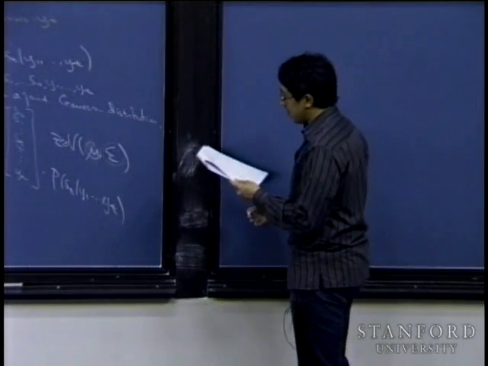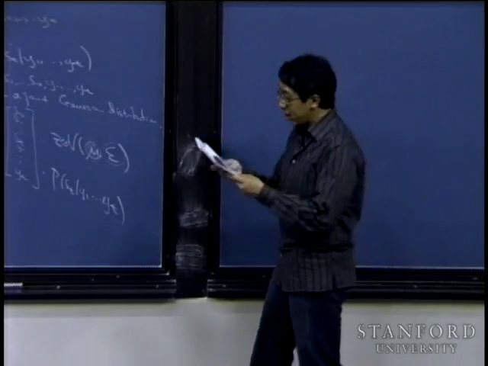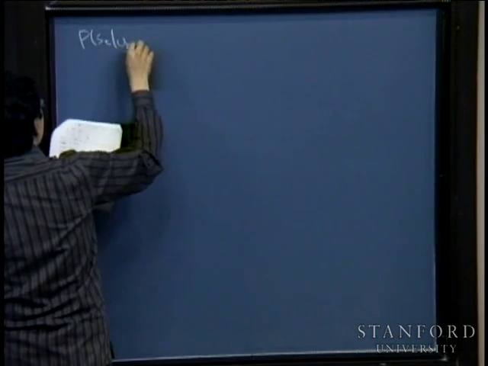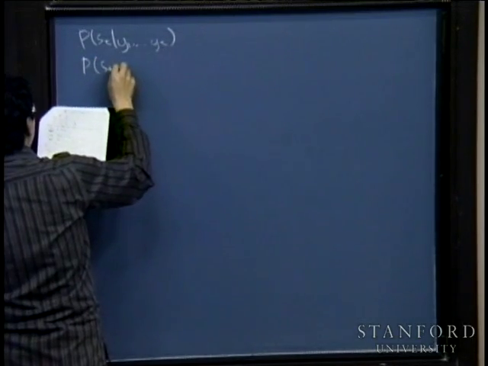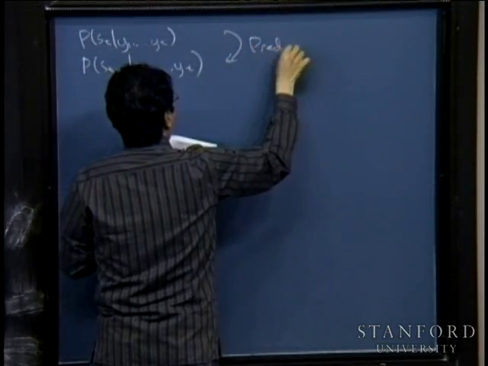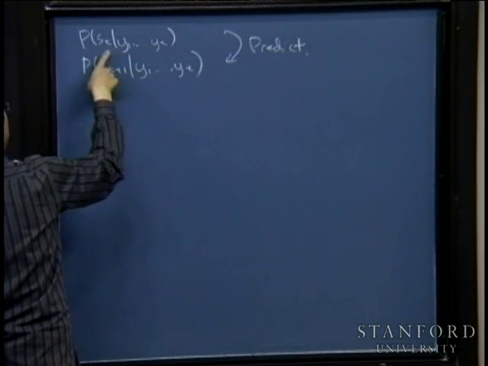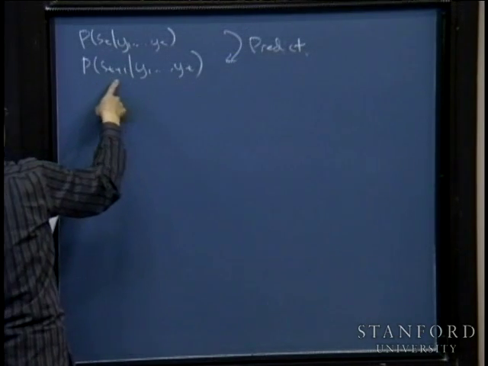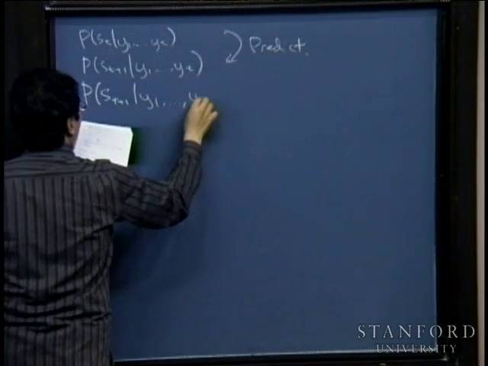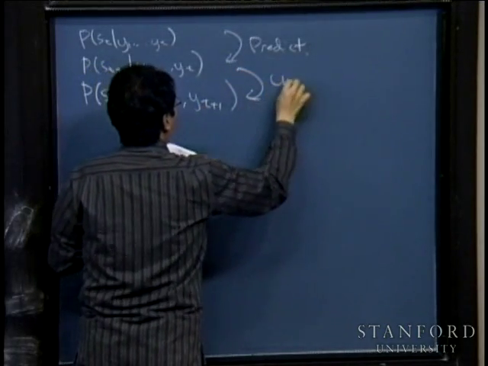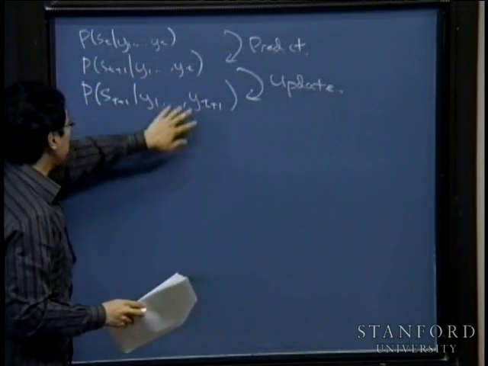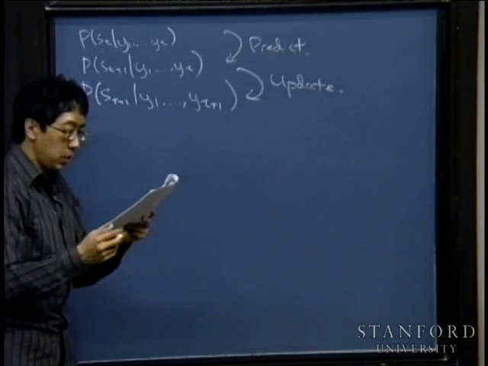So here's the outline of the Kalman filter. It's a recursive algorithm. If I have computed P of ST given Y1 up to YT, the Kalman filter organizes its computations in two steps. The first step is called the predict step, where you already have P of ST given Y1 up to YT, and you compute what P of ST plus 1 given Y1 up to YT is. And then the other step is called the update step, where given the second line, you compute this third line. Having taken into account only observations up to time t, you now incorporate the observation at time t plus 1.